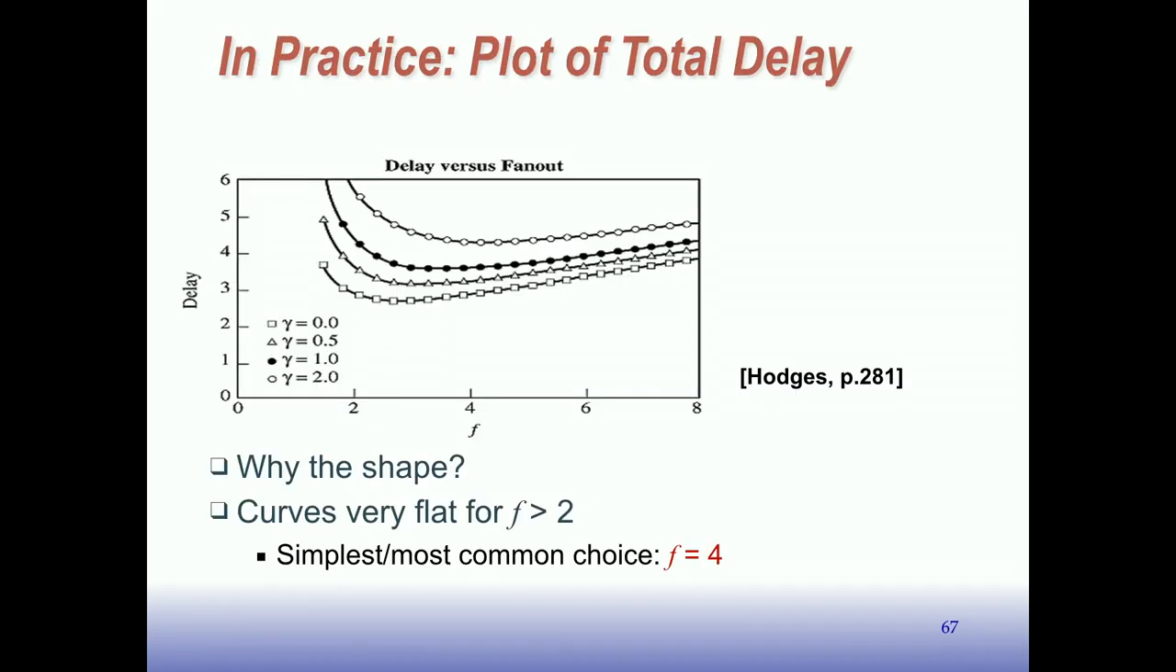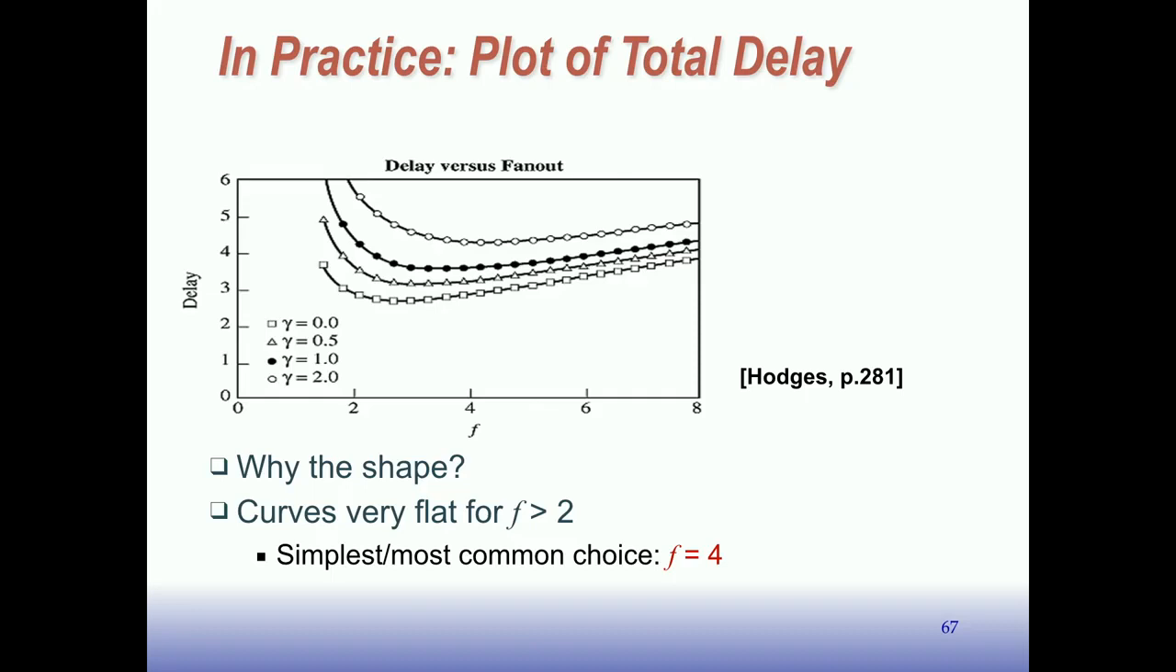Here's another way to look at it. This is the delay in this cascaded arrangement of driving a large capacitive load as a function of f for different gammas. So if we pick our gamma of 1 here, we get this curve. This is from Dave Hodges' book. Dave was a professor here at Berkeley for many years, and he wrote one of the really good books on digital design. So what you see then is the optimal value is somewhere around here, around 4.